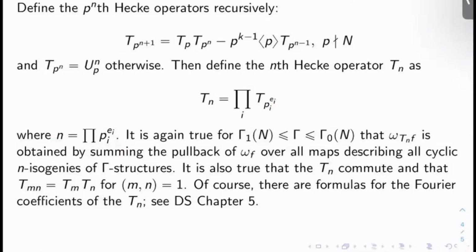If you're wondering if a lot of the stuff we talked about in the previous video is still true for T sub n, it is. If you take a congruence subgroup gamma between gamma sub 1 of n and gamma sub 0 of n, it's still true that omega sub T_n f, so the differential associated to the form T_n f, is still obtained by summing the pullback of the differential associated with f, so f of tau d tau, over all maps describing all cyclic n-isogenies of gamma structures. So take your generic elliptic curve, look at all image curves under degree n isogenies with cyclic kernels of size n, pull back the differential omega f under all of those maps, sum them all up, and you get omega sub T_n f, just like we did in the prime case.